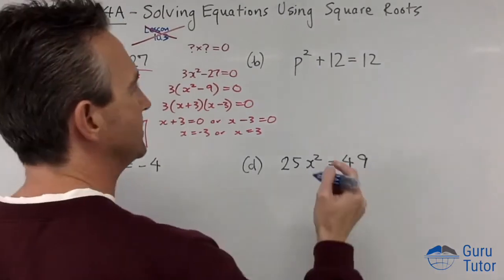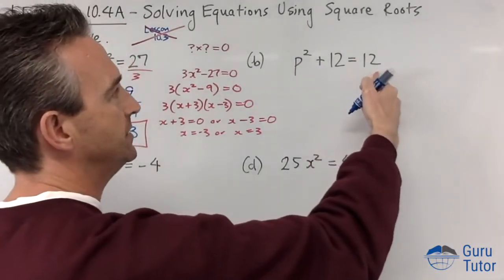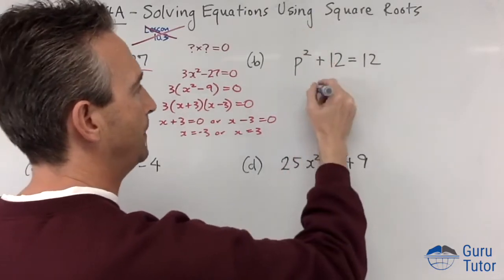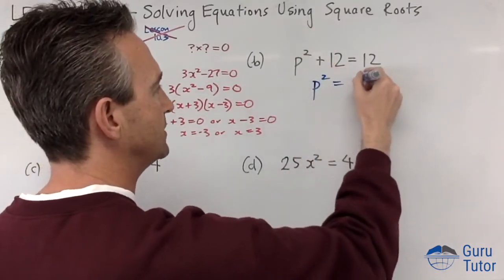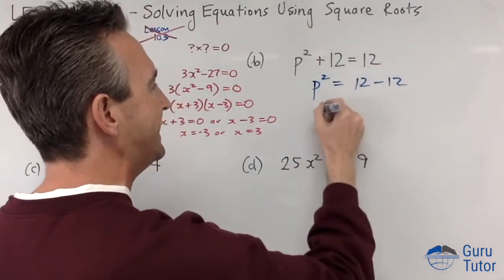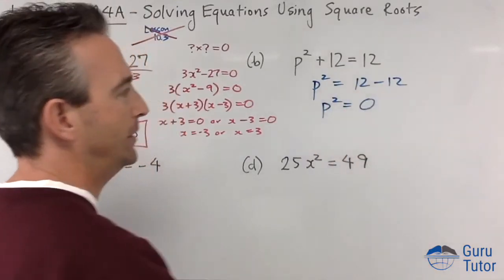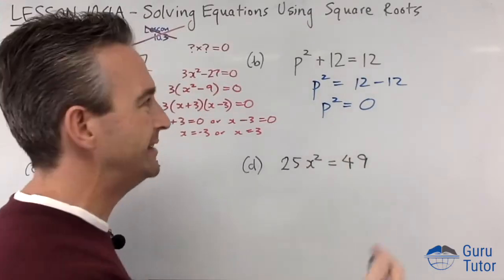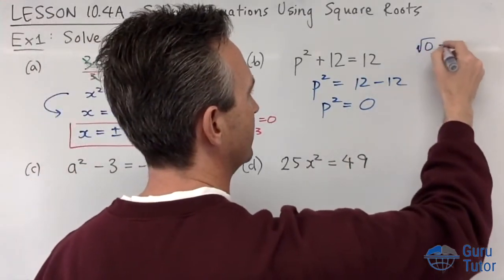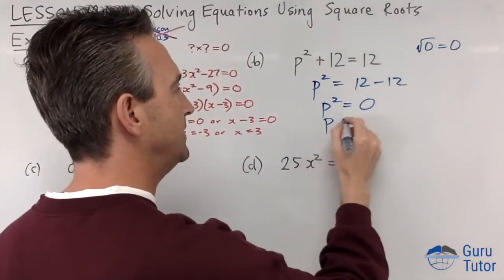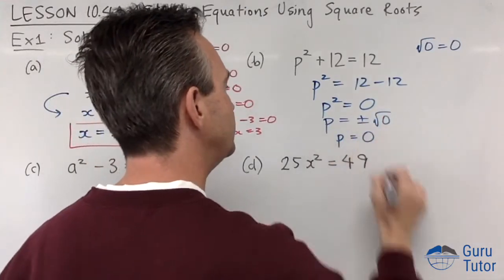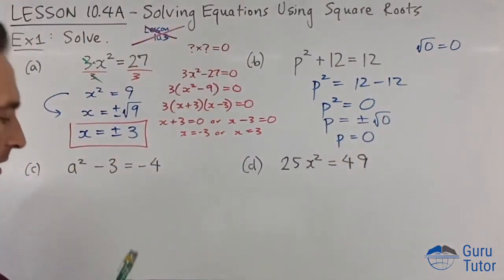What are we going to do here? So here, instead of getting everything equal to 0, we just want to get the variable squared by itself. So p squared equals, and we're going to get 12 minus 12. And we're going to end up with 0 on the right anyway. But anyway, square rooting 0, root 0 is 0. Okay, so that's pretty easy. P is going to be plus or minus root 0, which is 0 anyway. And we just get the one solution. P equals 0.